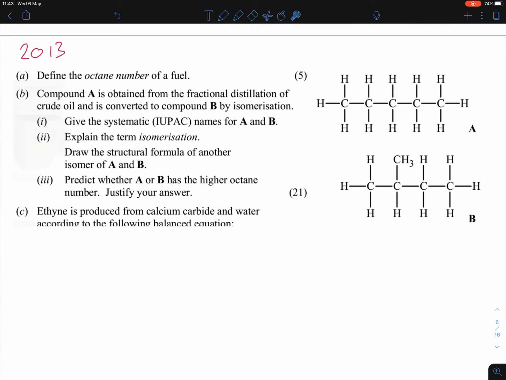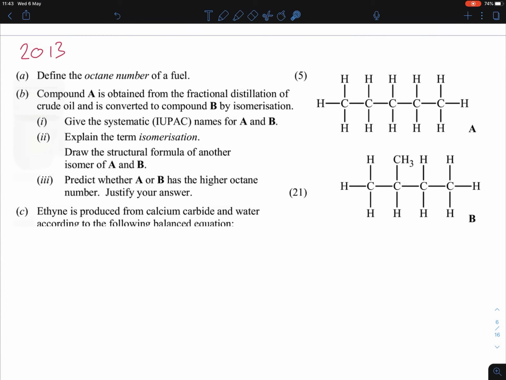So A, I'm not going to write this out because my writing is desperate, so I'm just going to call it out to you. Define the octane number of a fuel. So it's the measure of the tendency or likelihood to auto-ignite, or a number resisting auto-ignition, something along those lines. I always use it as the measure of tendency to auto-ignite. Or you can mention knocking there as well, instead of auto-ignite.